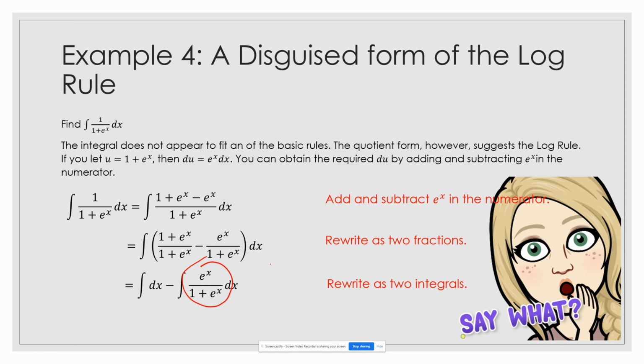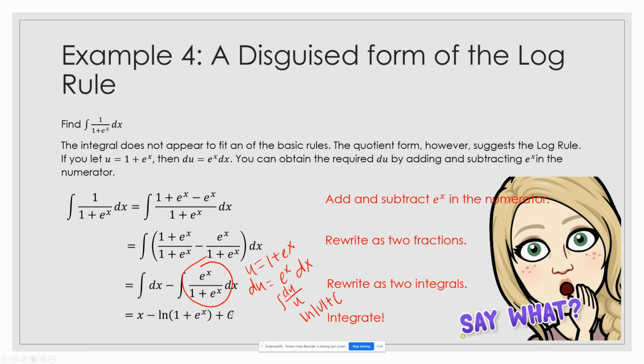Look at this guy right here. If we say u is 1 plus e to the x, that means du is e to the x dx, which means that this bad boy here is the integral of du over u, which is ln of u. This is crazy. So the integral of dx is just x, and then the integral of this is going to be negative ln of u, which was 1 plus e to the x, plus c.